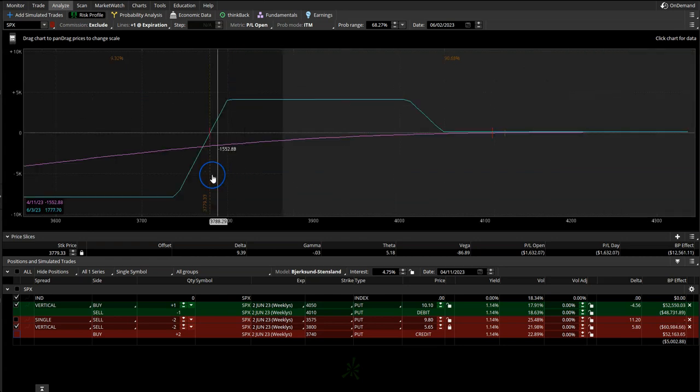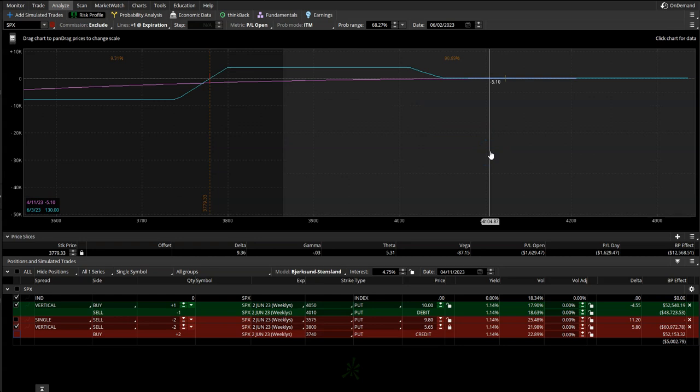Now we can also look at probabilities for this trade, right? This is a high probability trade setup because the proposition here is, if the market goes higher from where we are right now, the most we could possibly make, if we're outside the bear trap, is the credit that we're collecting up front, which is in this case $130.